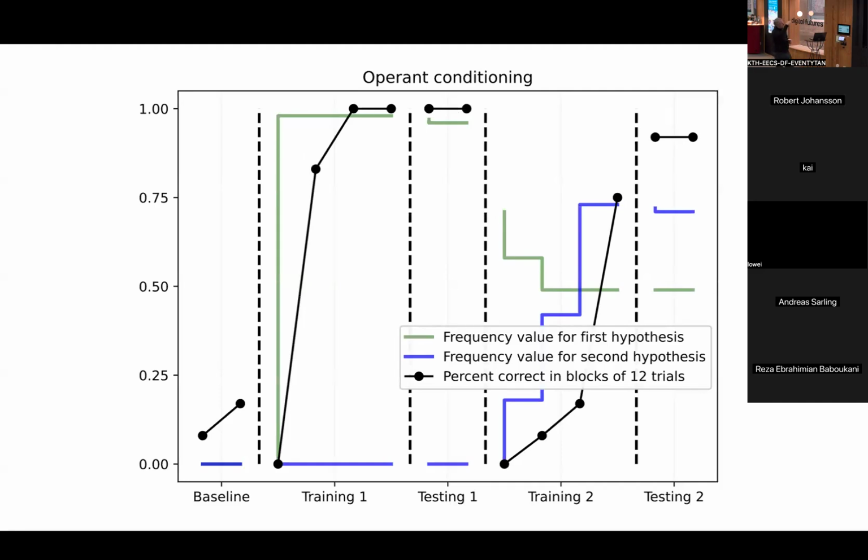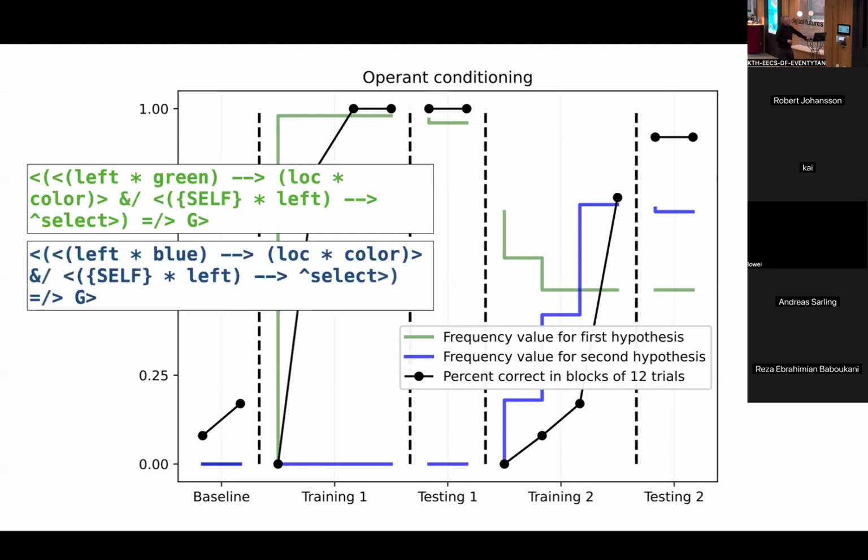So the frequency value of the green hypothesis goes down when it gets negative evidence, but instead the frequency value of the blue hypothesis goes up. So to start with, the system learns the green hypothesis, but over time starts to instead act on the blue one as it gets more feedback. And as it's written here, it's 12 trials in every dot. So there's not that much data for this system to quickly readapt.